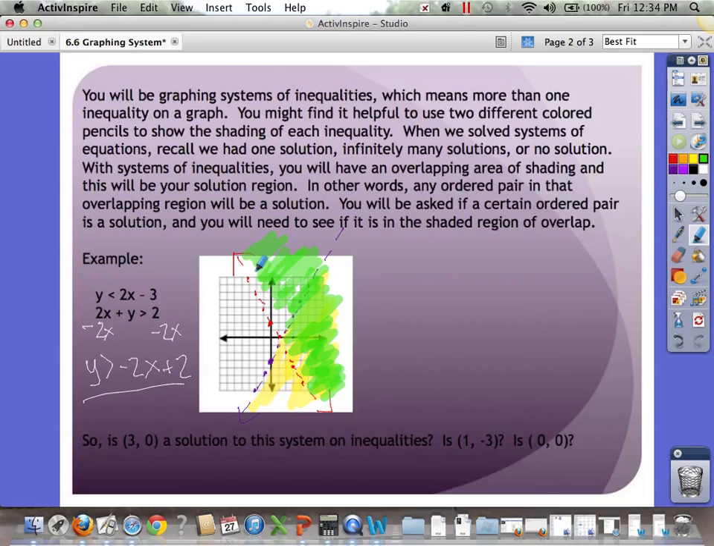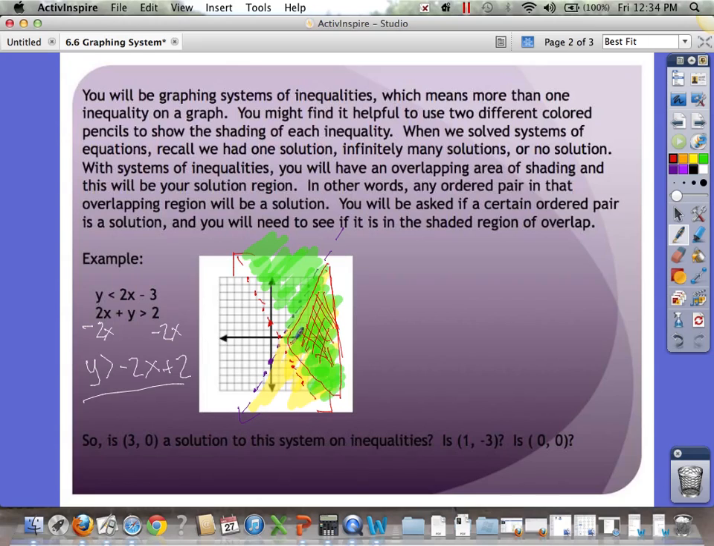Okay. All right, so now we need to look and see what is the overlapping region. Well, the overlapping region, this was all yellow and now it's all green on top of it. This section right in here is going to be your overlapping region. Okay, all of this in here. So then it says, is (3, 0) a solution to this inequality?